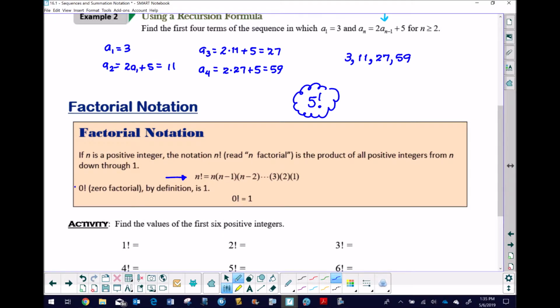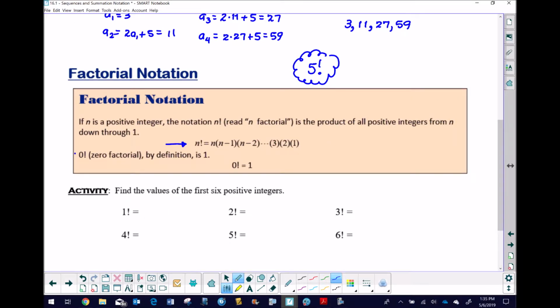So if we look down here at the activity, it says find the values of the first 6 positive integers in factorial form. So 1 factorial is just 1 multiplied down to 1, which is what?